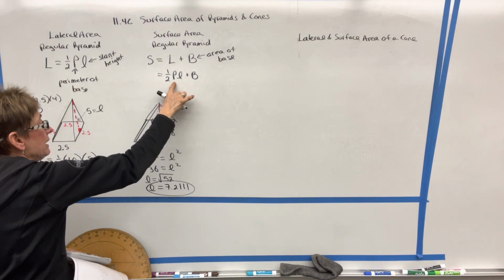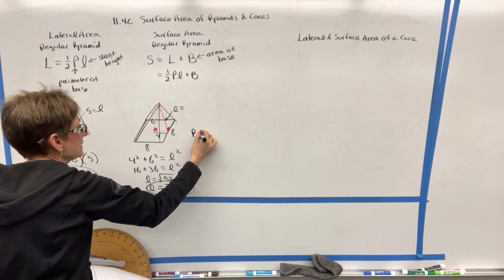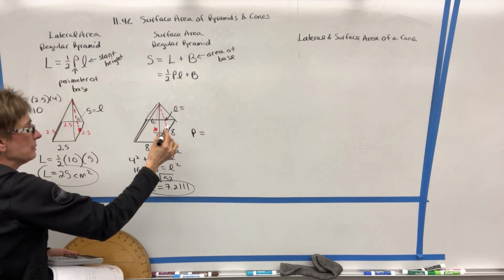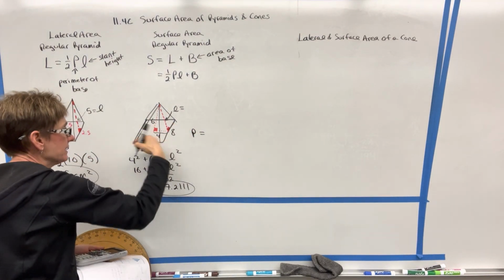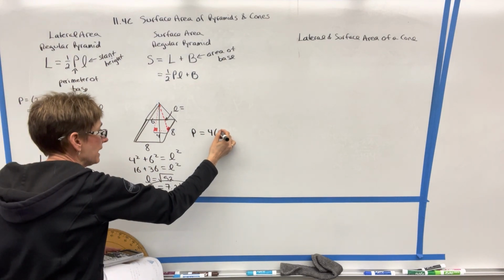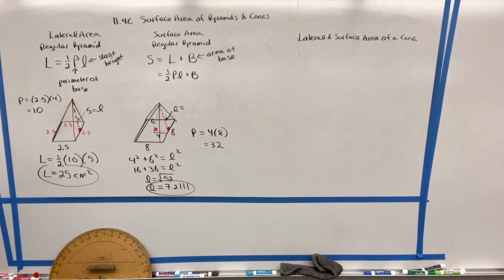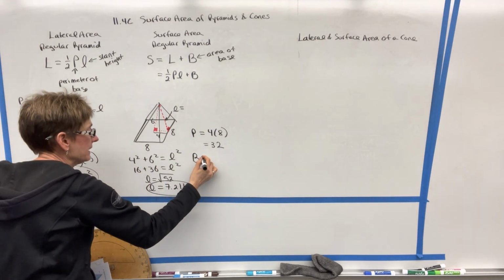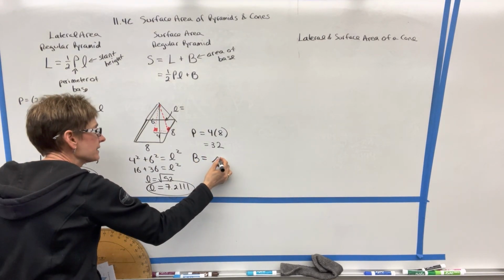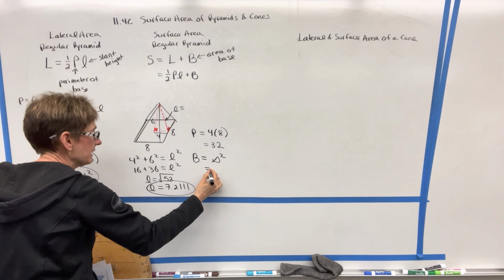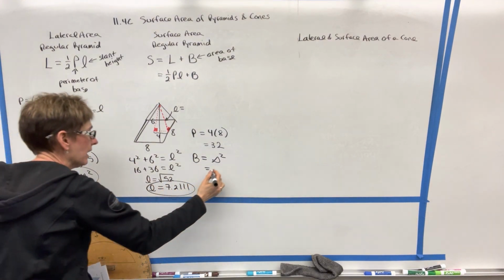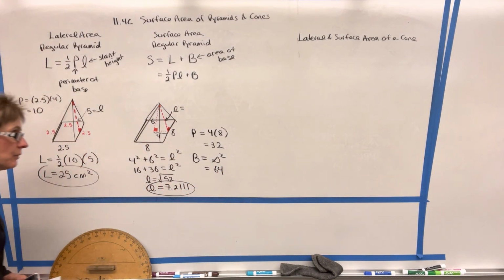So I can see that I'm going to need L. I can also see I'm going to need the perimeter of the base. The base has sides of 8, so we're just going to take 4 times 8 to get 32. I'm also going to need the area of the base. So the area of the base, capital B, is side squared, because in a square we just take side times side, which would be 64.